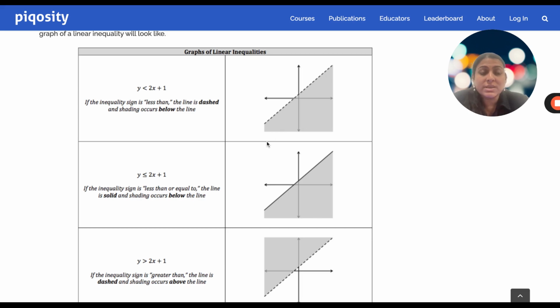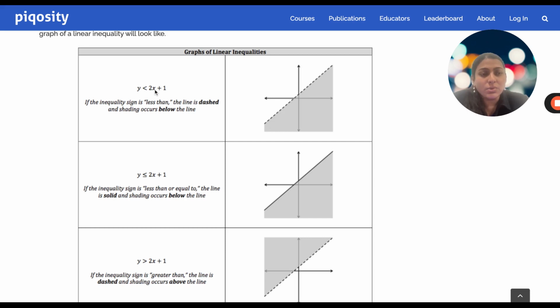I'm going to do some more examples in the next video, but I just wanted to show you a visual before I head into actually teaching it on my iPad here. So if the inequality sign is less than, the line has to be dashed and shading occurs below the line. So that's what we are saying.